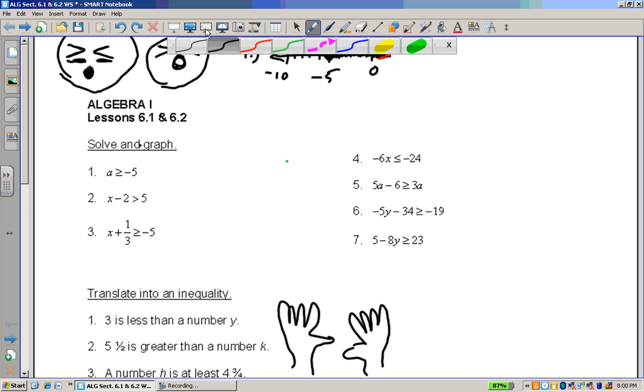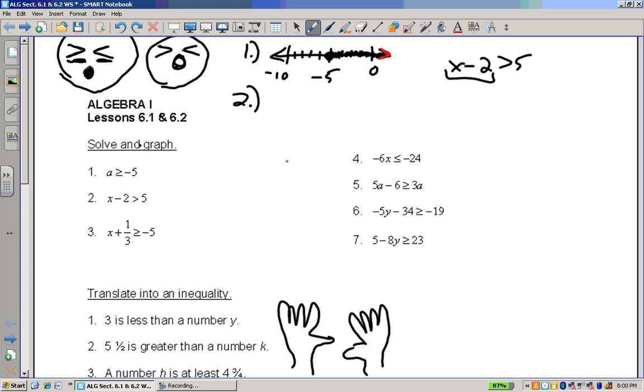Okay, having said all that, let's get back to business. Look at number 2. There are 2 things that make me switch this inequality symbol. What do I mean by switch? Well, for example, x minus 2 is greater than 5. If I want to switch the 2 sides, putting x minus 2 on the right-hand side and 5 on the left-hand side, I've got to change it from greater than to less than.